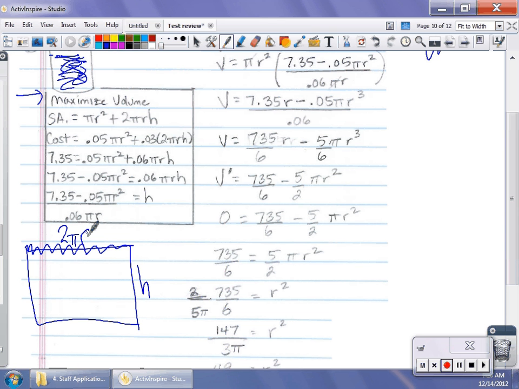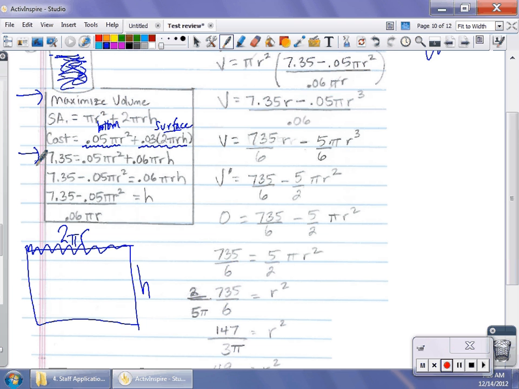The cost of the can is 5 cents. Remember, they said this is how much it costs you to make the bottom, because that's out of one material. And this is how much it costs you to actually make the surface. So this is the bottom cost, and this is the surface cost. And they said they can spend $7.35 on that can. So this is my helper equation, because my goal, remember, is to maximize the volume.